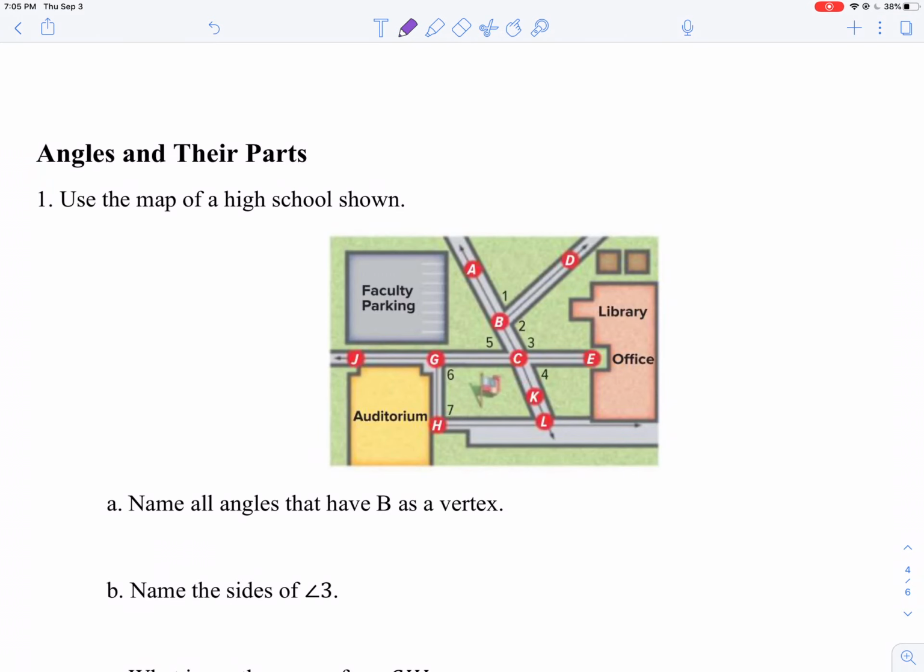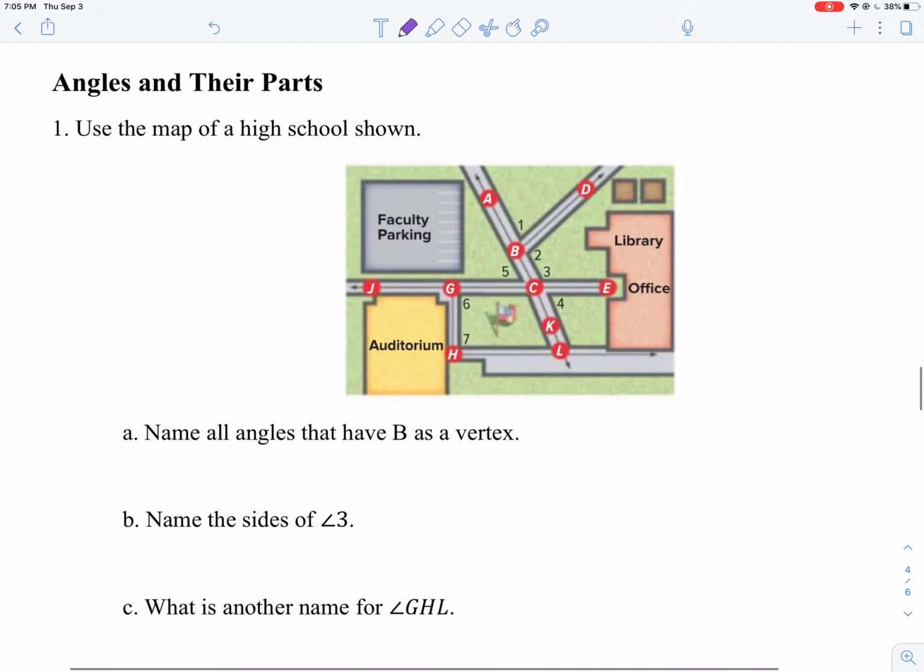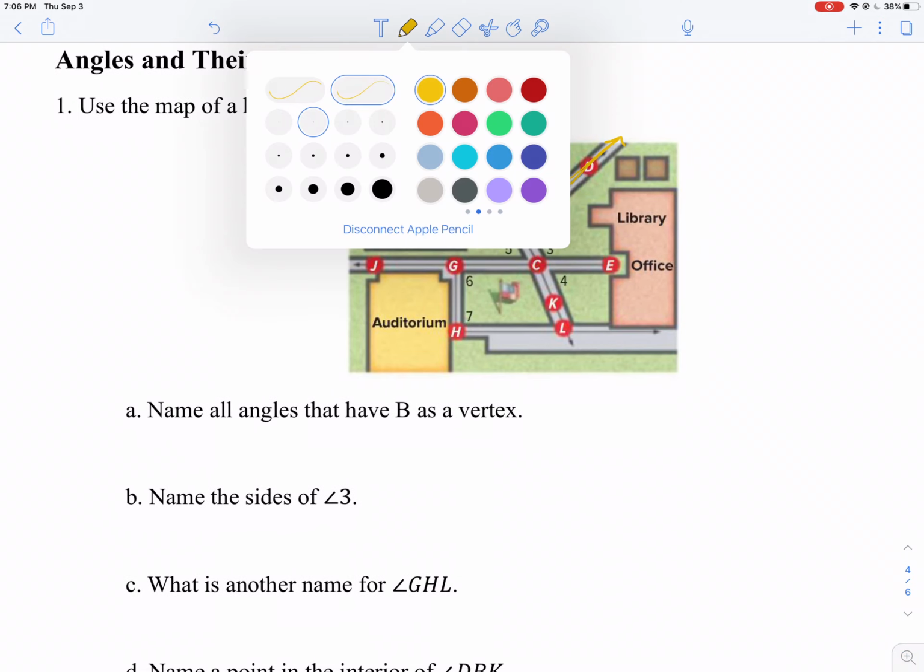All right, our examples for 1.4, starting off, we're going to have the map of this high school. And it just says name all the angles that have B as the vertex. So we're going to see we have B here. Biggest thing is just to see if B is the vertex, then our angle is going to be here like so.